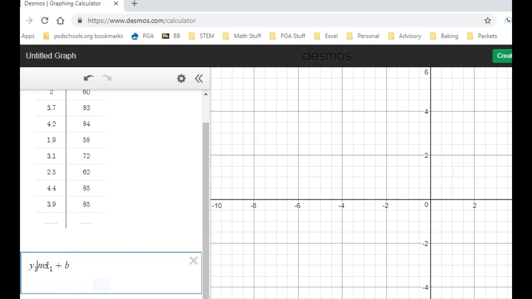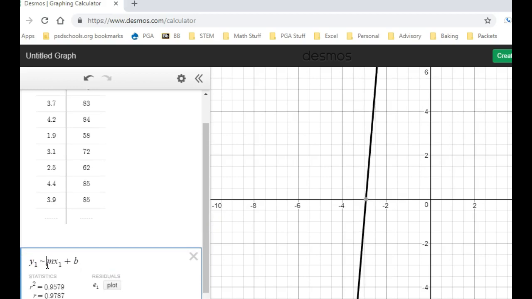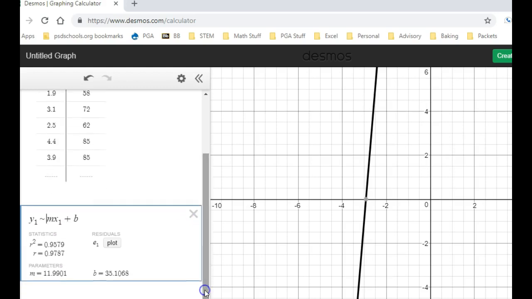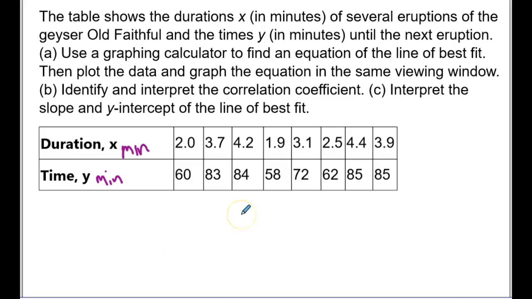So I have to get rid of my equal sign and use this little squiggle, which is right above your tab key on the calculator. So now I can look and say, oh, now here's my slope is almost 12 and my y-intercept for my equation is 35.1. So now I can rewrite my equation. Okay, so now let's go back here. So that would be my equation.